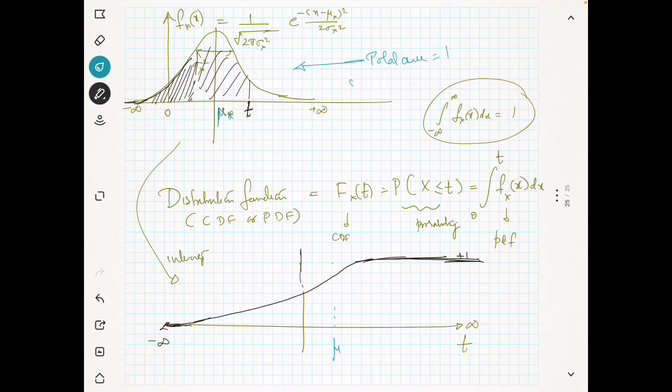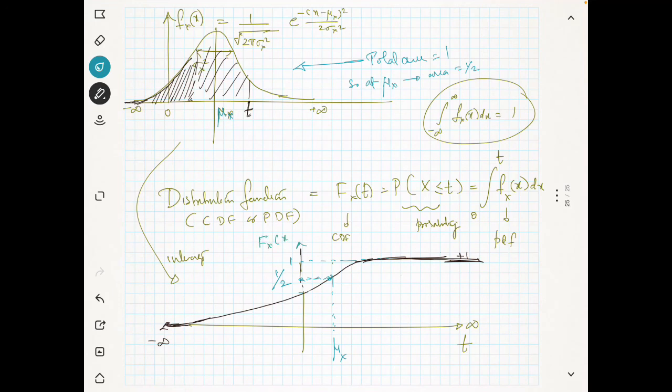So at mu x, what will be the area? Because you are covering only half of this, the area will be half of 1. So at mu x you will have the value half. Okay, and this is going to 1 anyway. So at mu x you will be getting a value half.